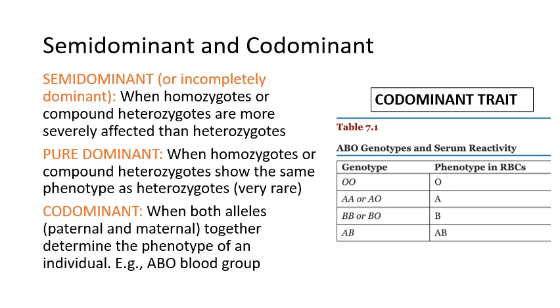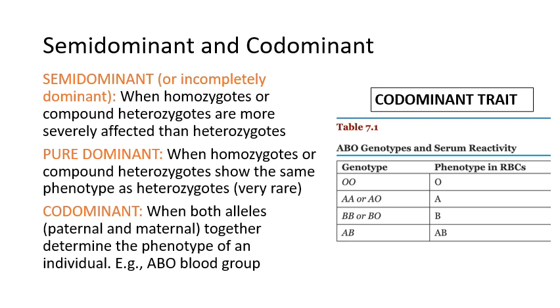Pure dominant is when homozygotes or compound heterozygotes show the same phenotype as heterozygotes. So it doesn't matter if you carry 2 affected copies or if you only carry 1 affected copy, you have the same phenotype, and this is very rare.